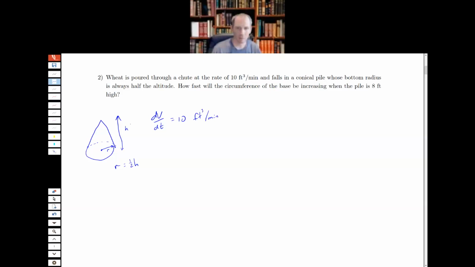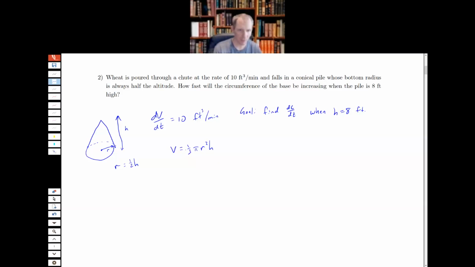And then our goal: how fast will the circumference of the base be increasing? So find dC/dt when the pile is 8 feet high, so when h equals 8. We're going to start with the formula for the volume of a cone. Since this is a review, it's not given, but on an exam it will be. So 1/3 pi r squared h. I have dV/dt, and I want to find dC/dt.